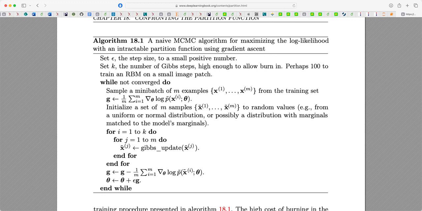Now, there are many ways. If you go into the textbook by Goodfellow et al., you will see many ways by which you can perform estimates of the probability distribution. And if some of you have done research on statistical mechanics, you will recognize many of these methods.